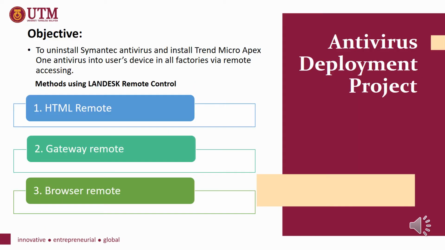In my first project, the antivirus deployment, the aim was to uninstall the Symantec antivirus and to install the Trend Micro Apex One antivirus onto the users' devices in all factories. In this project, three methods were suggested to do the remote accessing, which are the HTML remote, gateway remote, and lastly, the browser remote. HTML and gateway remote are done using the Ivanti management console, whereas the browser remote is done using the IP address of the user's device.